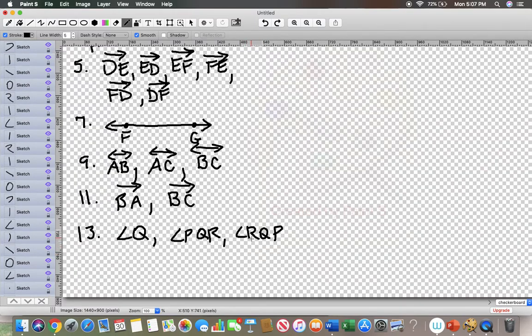Could I name this angle PRQ or angle RPQ? Yes or no? No, I cannot. Why not? Because the vertex has to be in between the 2 points. The vertex can't be first or last unless you're just naming it according to its vertex.